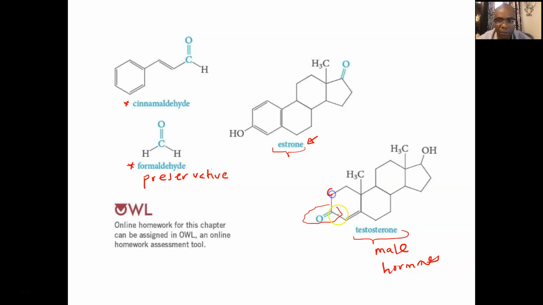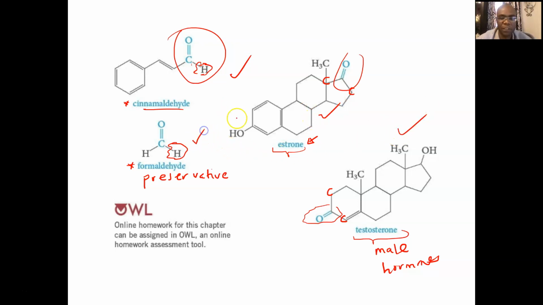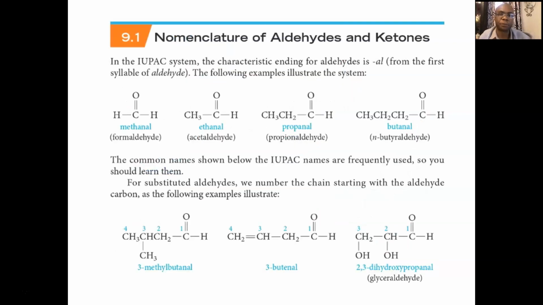You see, you have a carbonyl bordered by two carbons. Estrone is also a ketone. Carbonyl bordered by two other carbons. Cinnamaldehyde is an aldehyde. You at least have one hydrogen bonded directly to the carbonyl. Formaldehyde is an aldehyde. You at least have a hydrogen bonded to the carbonyl. So these are common. Some examples, not the only ones. They're just some examples of ketone containing natural products, or aldehyde containing natural products. I'm calling them natural products because they're found in nature.